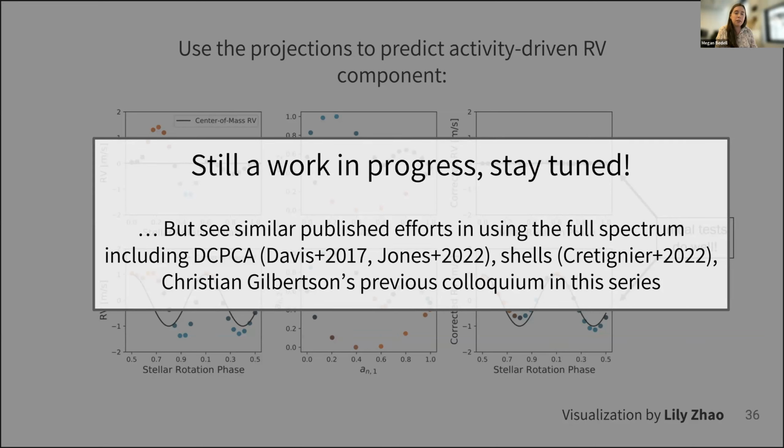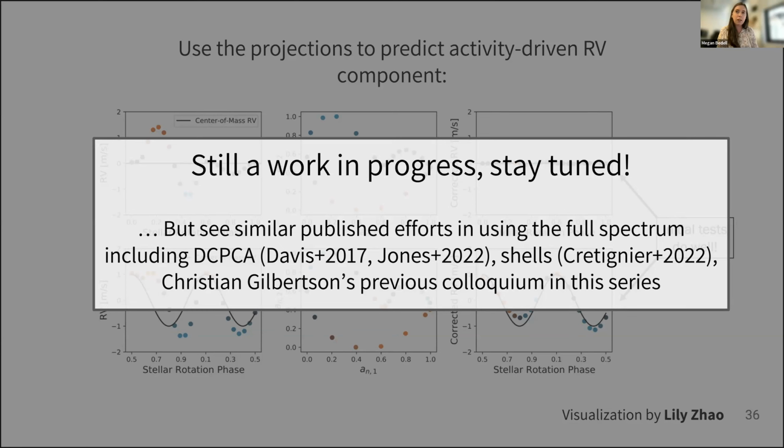There's also been really interesting work by Michael Cretinier and Christian Gilbertson, who talked about this a bit in last month's colloquium, if you check out the recording. So I think that this is a general direction of data-driven full spectral variability models that seems to be really fruitful and is getting quite a bit of attention in the field. So I'm really interested to see how this all moves forward.